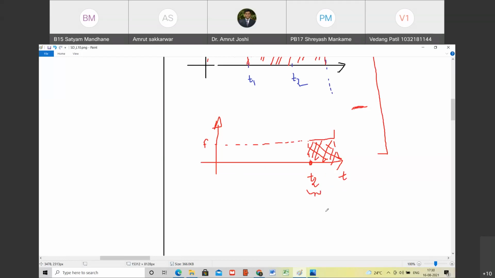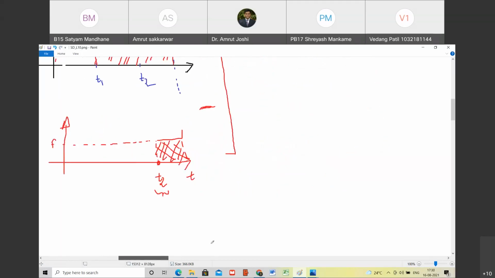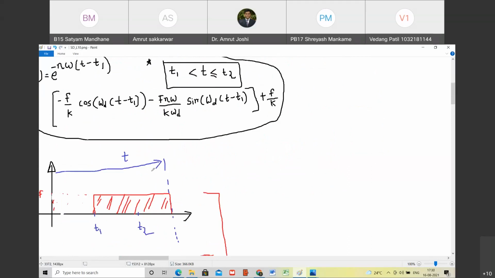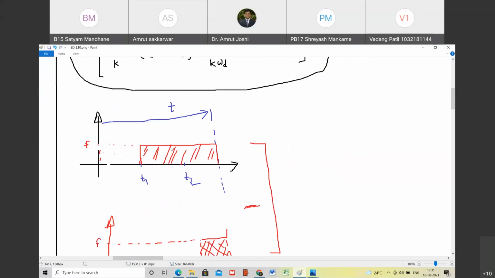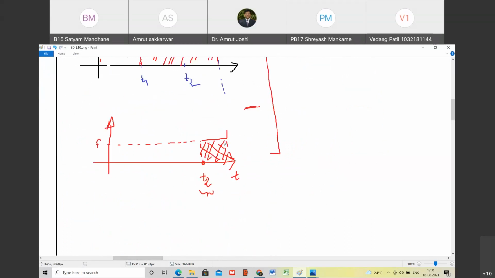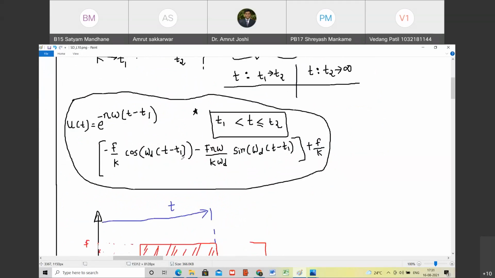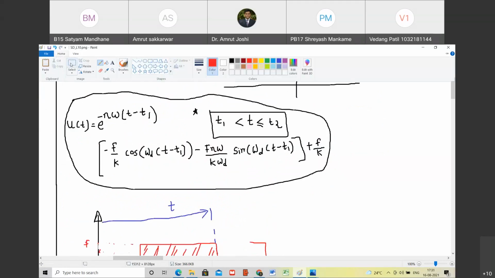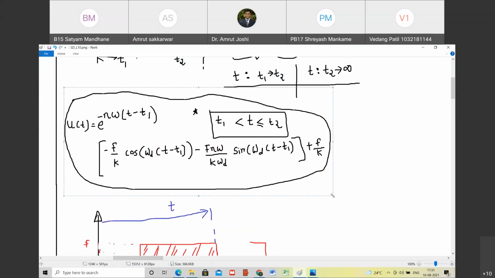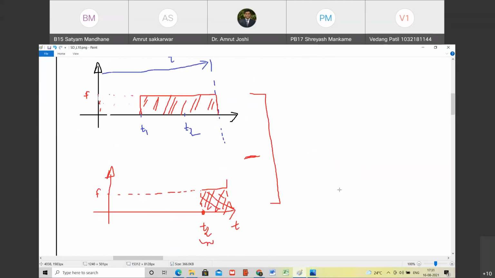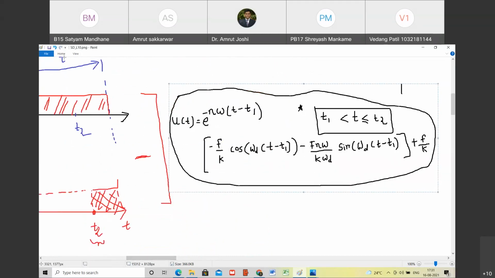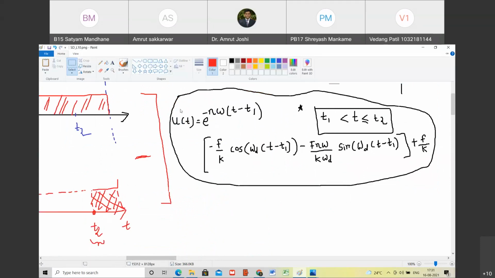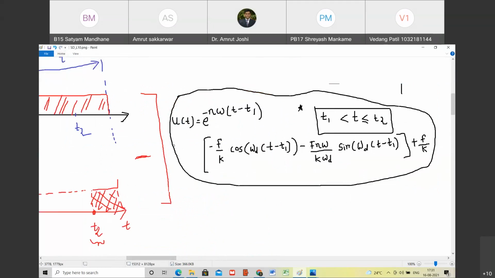So now we have to subtract responses. Which responses do we subtract? The response of the single degree of freedom system to this kind of load and the response of the single degree of freedom system to this kind of load. Happy? Yes. So how do I write that? I am going to borrow this expression here, as it is. But now the response of the system will not be merely this much. Happy?